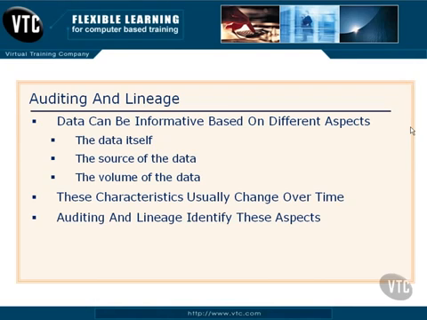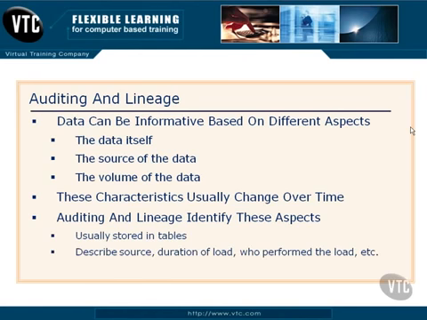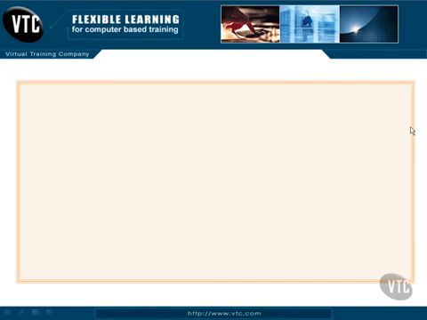So auditing and lineage help identify these aspects. We can store auditing and lineage data within our data warehouse that tells us this data was loaded on this date by this person running this program, and the reason we did it, the reason we didn't do it, whatever. We can put any kind of information in there. Generally, we put timestamp information and source information, and that will answer most of the questions we have. We can describe the source, the duration of the load, who performed the load, all those sorts of things.